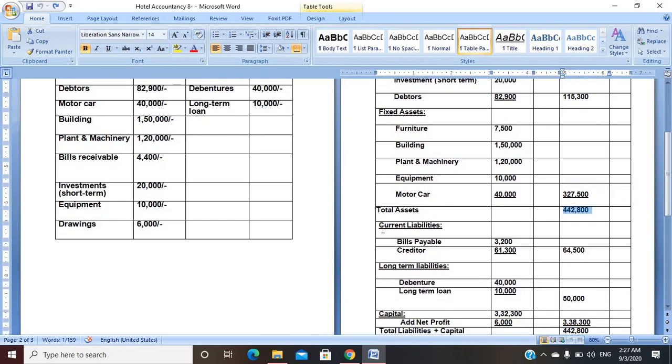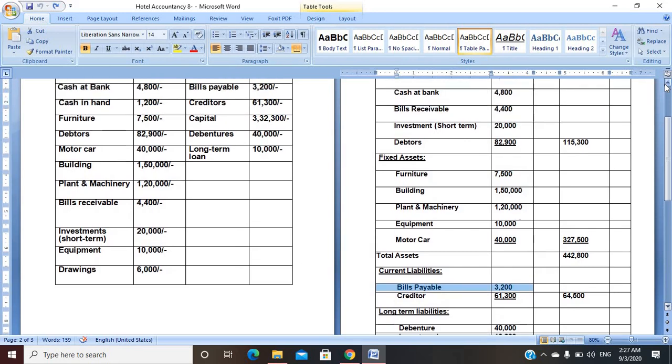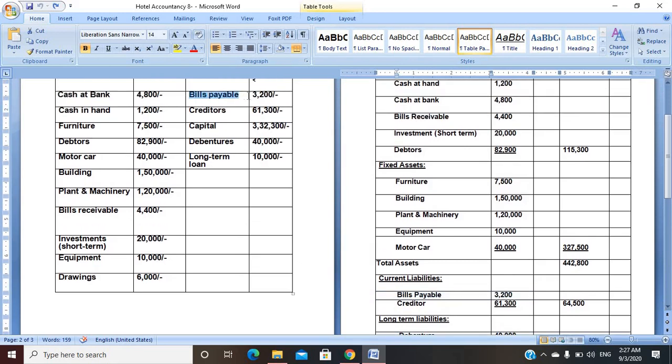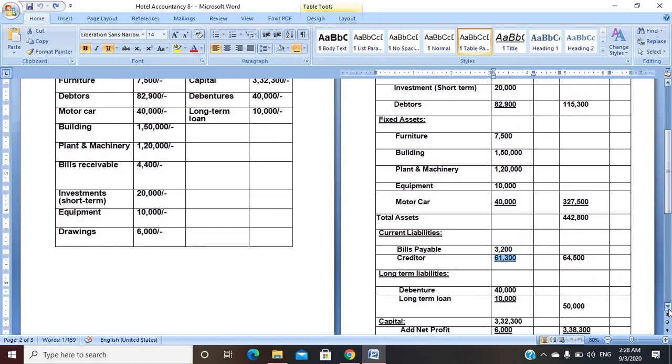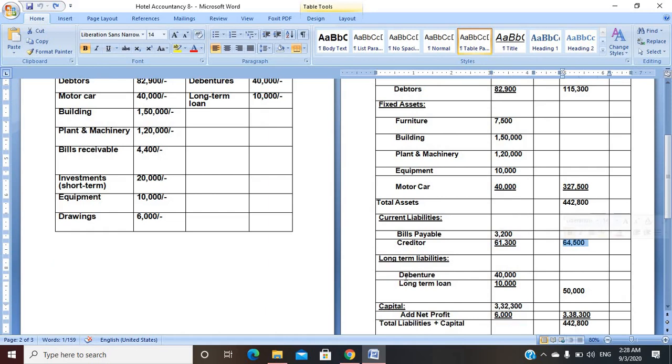Moving further, now we go to the current liabilities column. Bills payable as per the question, 3,200. You can see here in the question, bills payable 3,200. I just mentioned bills payable 3,200. Creditors 61,300. I just mentioned that here. Now the current liabilities column is over, so I total it: 3,200 plus 61,300 gives me 64,500. That is this amount.